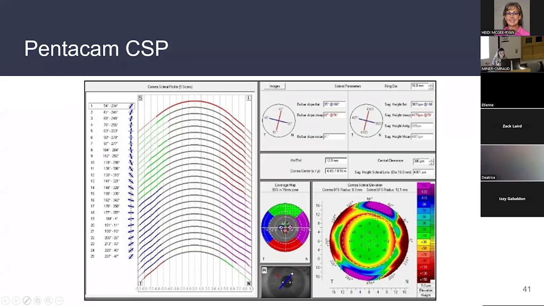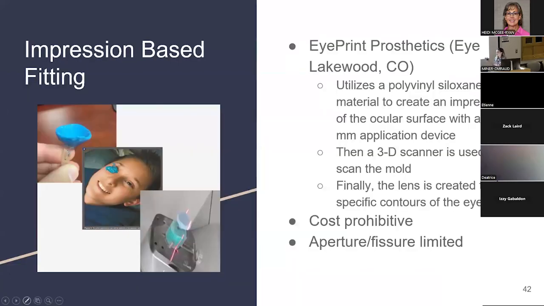Okay, now, this is not the only innovation we've had in the medical lens universe as far as custom fitting goes. We also have the ability to take impressions of the front surface and perform impression-based fitting. We utilize the iPrint Pro prosthetic to do this. This is really the only impression-based fitting technology that's on the market at this point. Actually, what it's utilizing, this polyvinyl siloxane material, is a dental compound. So it's very similar to what they utilize if you've ever had a mold taken of your teeth to make a retainer. It's pretty much the same stuff.